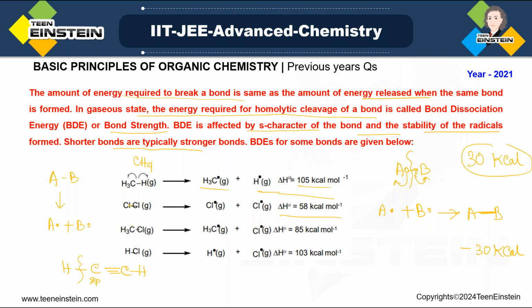When you are breaking the bond between 2 chlorines in chlorine gas, then you are getting 2 chlorine dot radicals. You have to supply this amount of energy. Then when you are breaking the carbon chlorine bond in methyl chloride, you are supplying 85 kilocalorie per mole. And when you are breaking the bond between H and Cl in hydrochloric acid, then you are supplying this amount of energy. Okay, so all these are positive because you have to supply energy. So this is the information given.